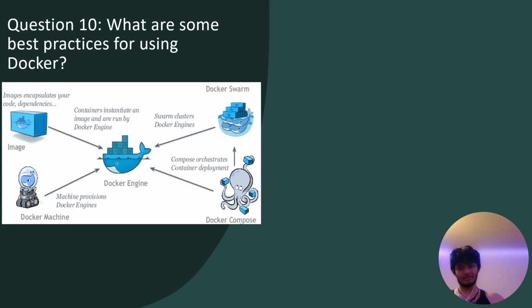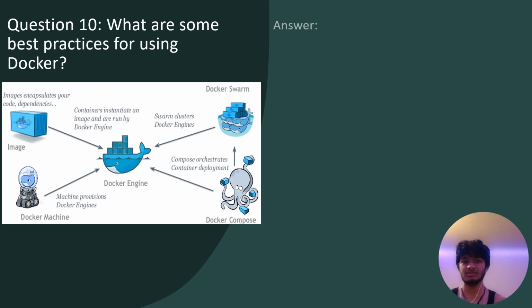So for our final question, what are some of the best practices to use with Docker? Number one, keeping containers small and focused on a single task. It's recommended to follow the principle of one process per container and keep containers focused on a specific task. This allows for better isolation, easier management, and improved scalability. Avoid running multiple applications or services within a single container, as it can make troubleshooting and scaling more complex.